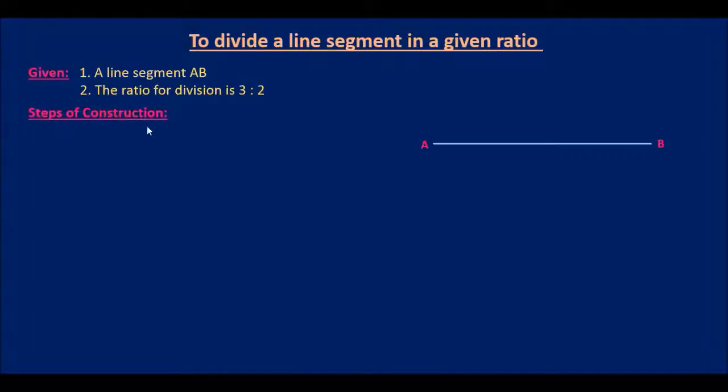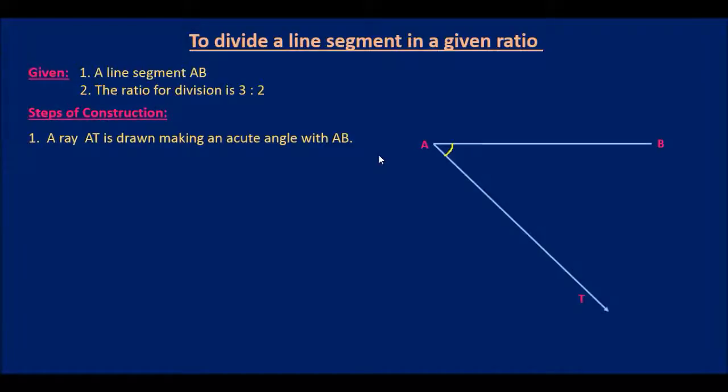Now, the steps of construction. We have to get the point on this line segment AB so that the point divides the line segment AB into two parts in the ratio 3:2. For that, first of all, a ray AT is drawn, making an acute angle with AB. So this is the ray AT and this is the acute angle.